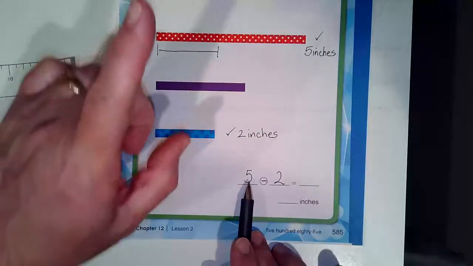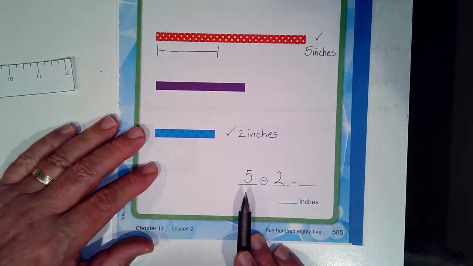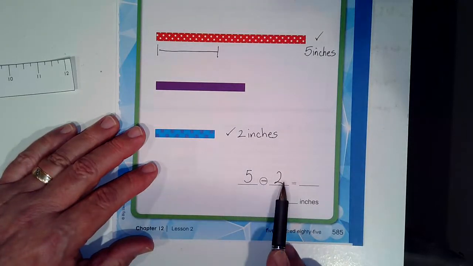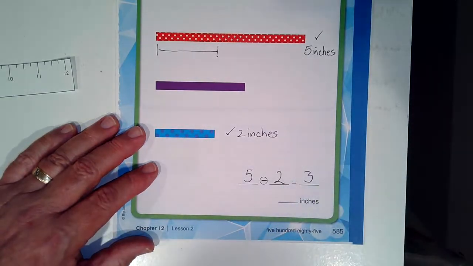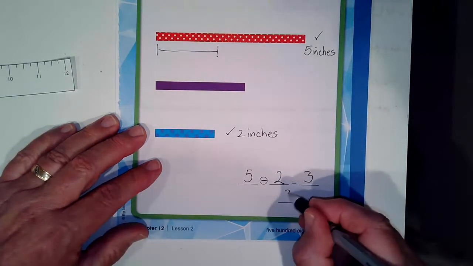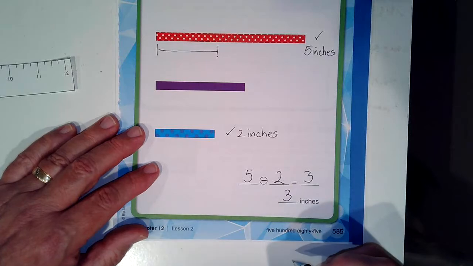And you are already right. I know that you're saying it to the computer screen. 5 minus 2 equals 3. So the difference is, you are absolutely right, 3 inches.